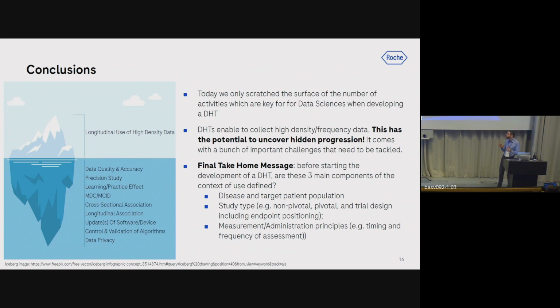But before doing all of this, just take 1 minute and ask yourself, are the 3 main pillars of my context of use defined? Which are the disease and target patient population. Do I know for whom my DHT is targeted? The study type in which I want to deploy my DHT, non-pivotal, pivotal, the trial design. And lastly, the measurement as well as the administration principles. Do I know how often the patient needs to do the test, or how many assessments do I need to aggregate? Because if you don't have these 3 pillars, it will be very difficult to do fit-for-purpose analyses. So that's my final take-home message.